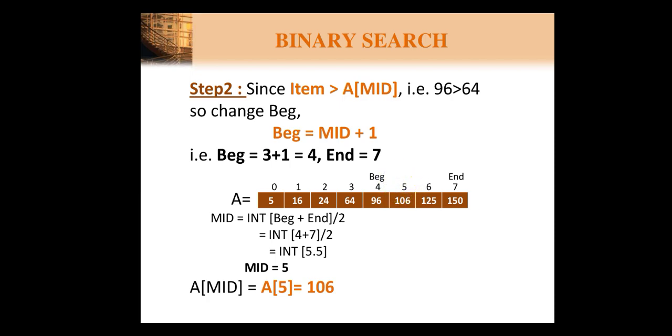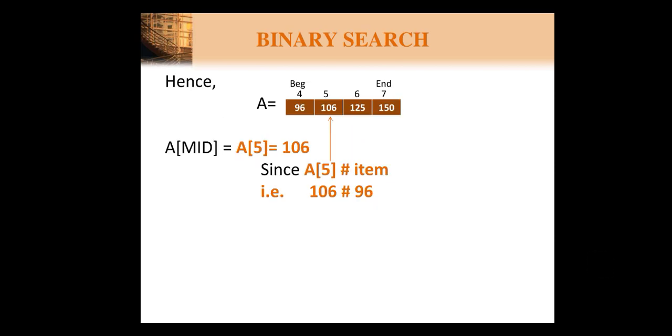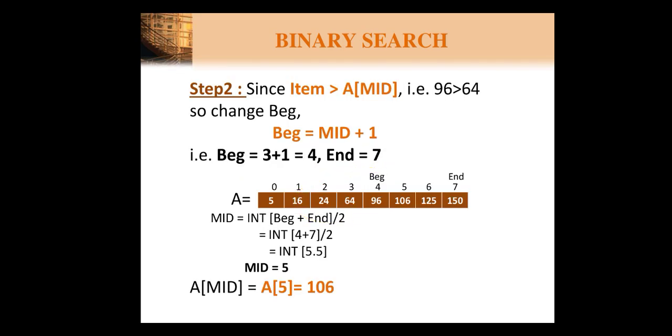What is the value at the 5th index? That is a of mid, a of 5, which equals 106. Again we have to check whether a of 5, 106, is equal to our atom. 106 is not equal to 96.